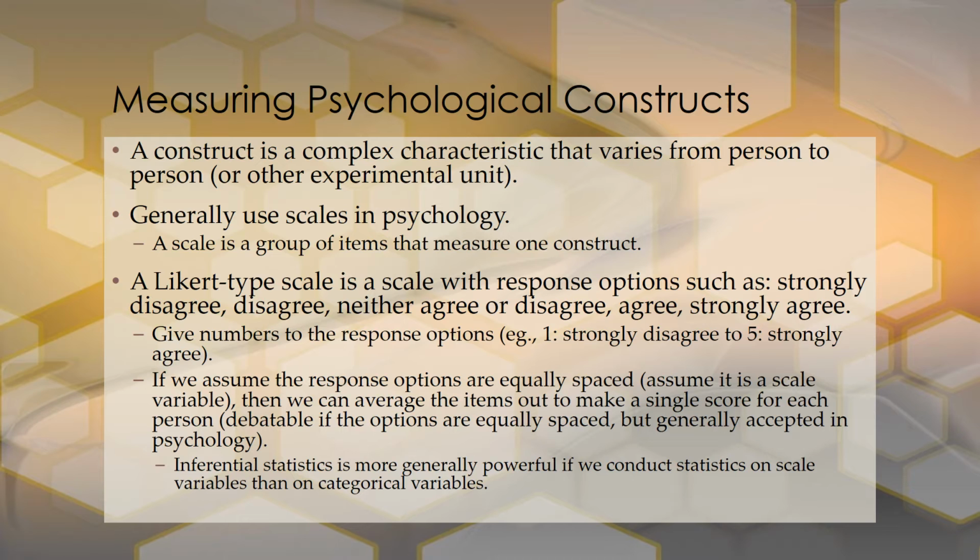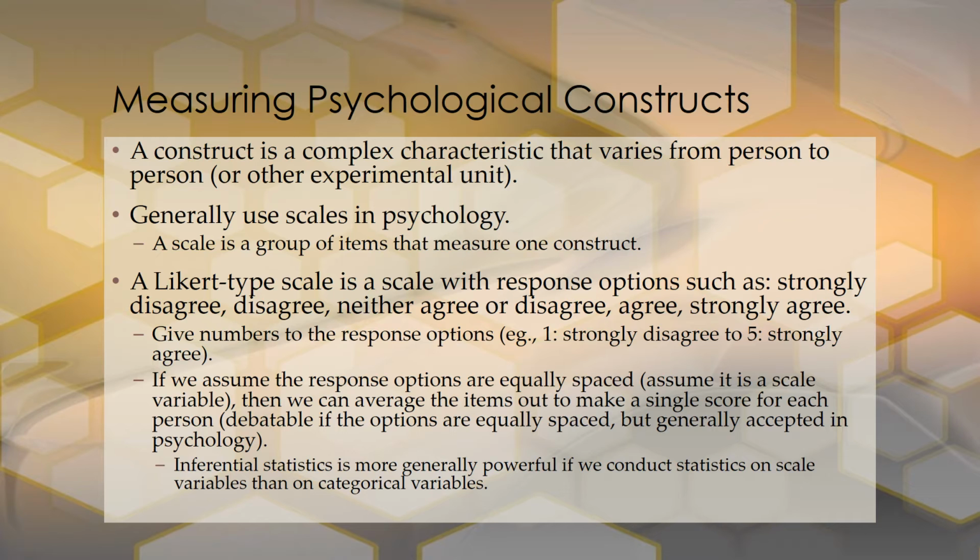So for example, if you're measuring self-esteem, this statement could be, I am a person of worth. And you ask that person to indicate how much they agree or disagree with that statement, and they use these response options that I just previously listed. And then what you do is you give numbers to the response options. So you could give 1 to strongly disagree and 5 to strongly agree, and then the numbers in between. So 2 would be disagree, 3 would be neither agree nor disagree, and 4 would be agree.